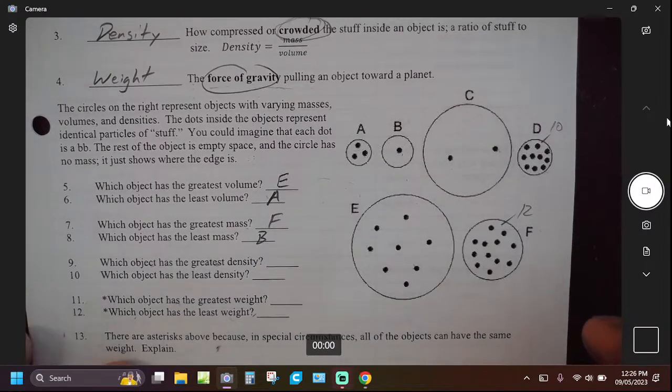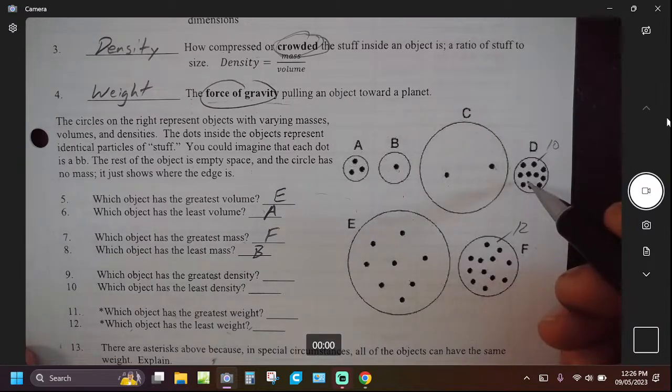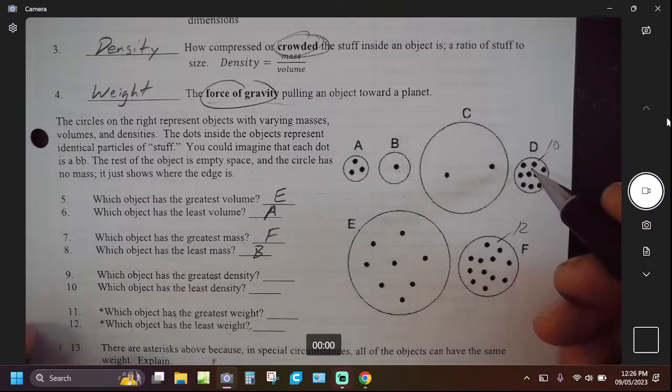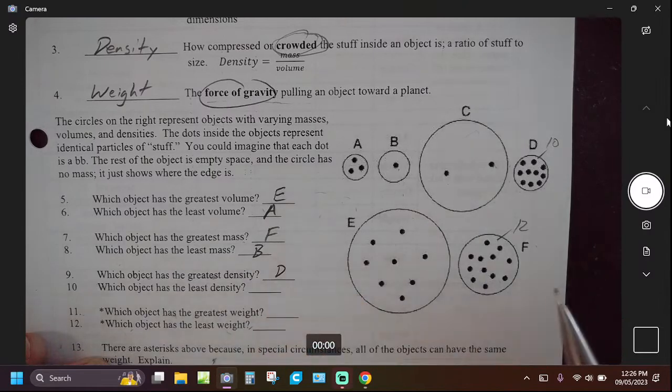Density, which one is the most dense? Which one's the most crowded inside? D. If you think of these dots as people living in a house, each of these dots has the smallest amount of space. If we divided this house into a separate room for each dot, they'd be tiny little rooms. So D is the most crowded, most dense.